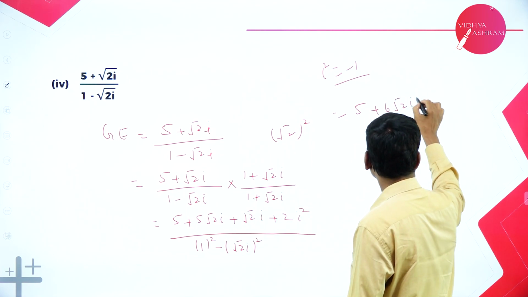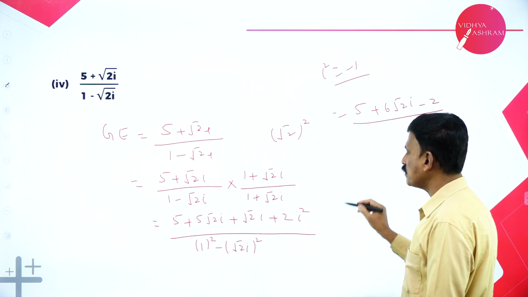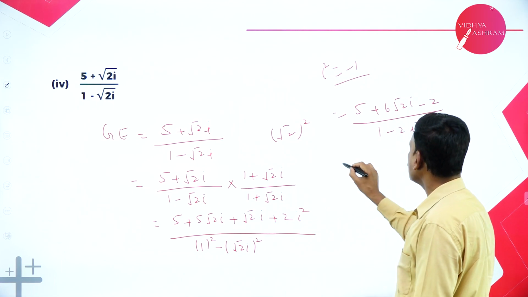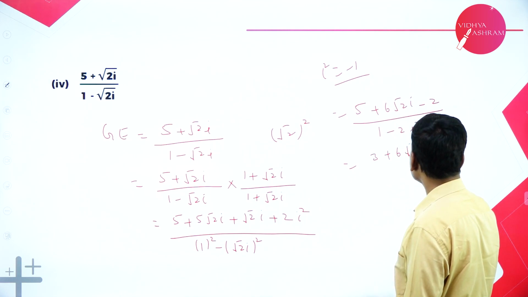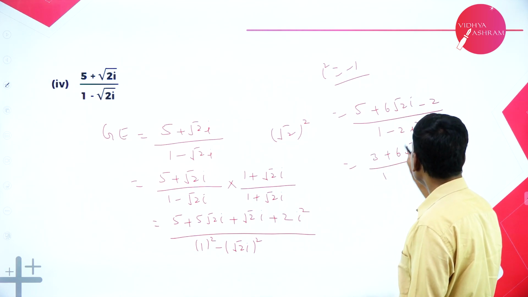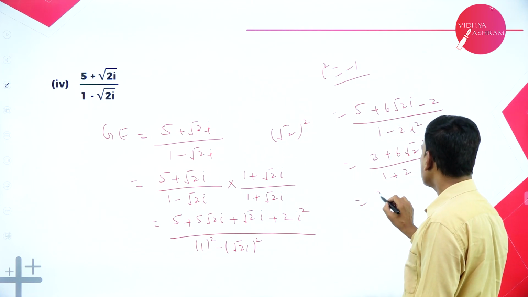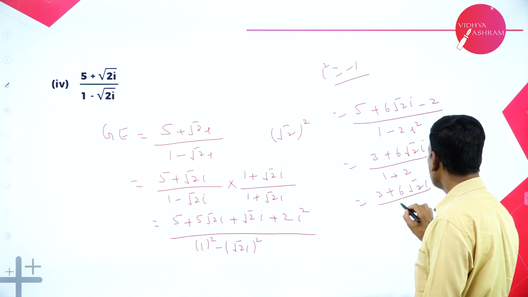6 times root 2i. i square is equal to minus 1, it becomes minus 2. Denominator: 1 square is 1. Root 2 whole square is 2 into i square. So 5 minus 2 is 3, plus 6 root 2 times i, divided by, since i square is equal to minus 1, minus into minus becomes plus. So this is 3 plus 6 root 2 i divided by 2 plus 1, which is 3.